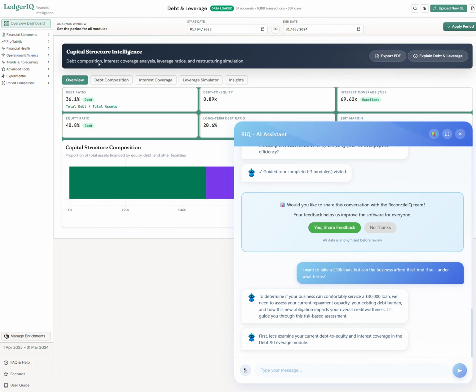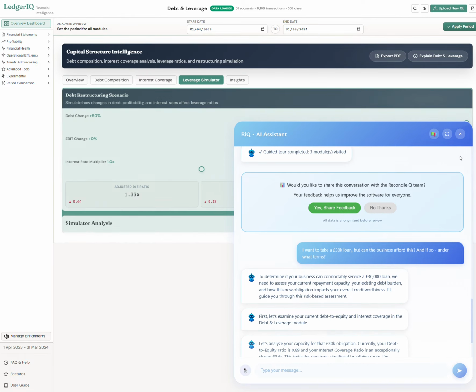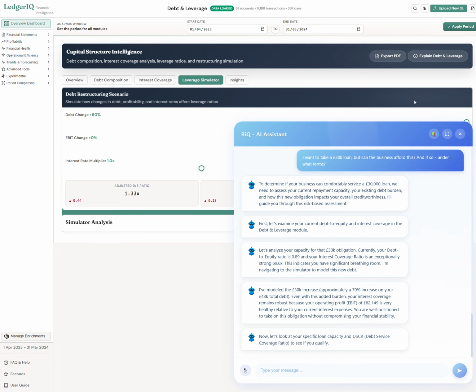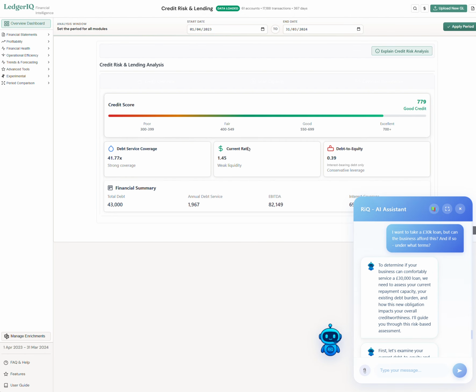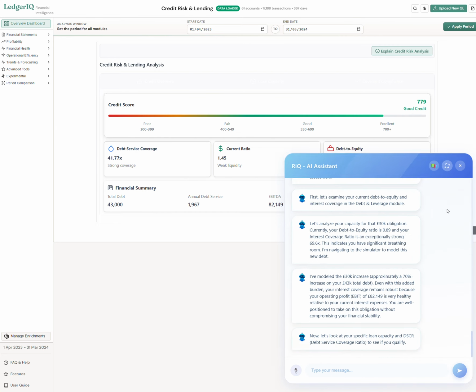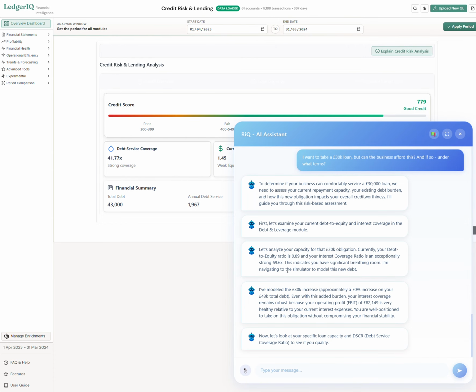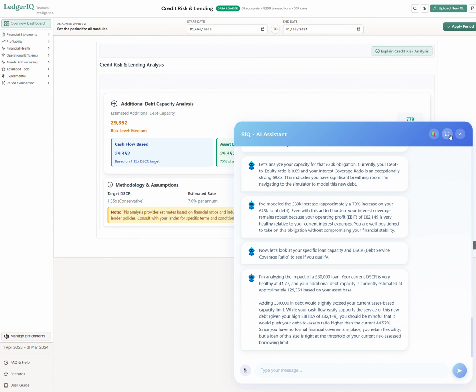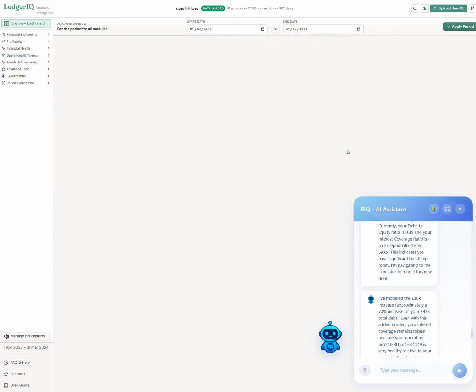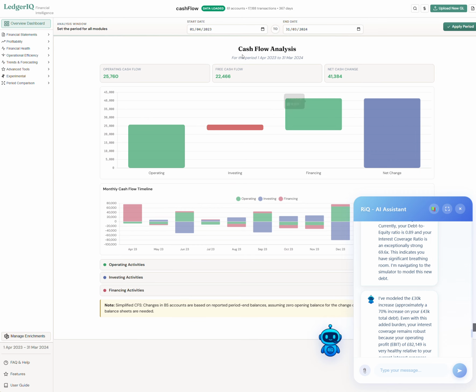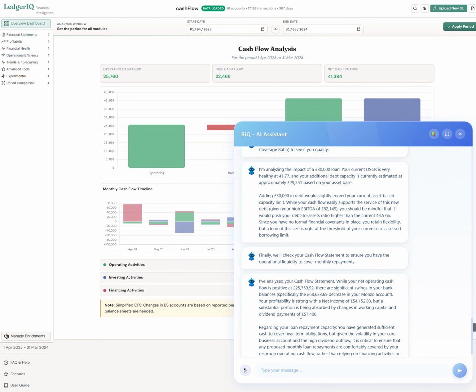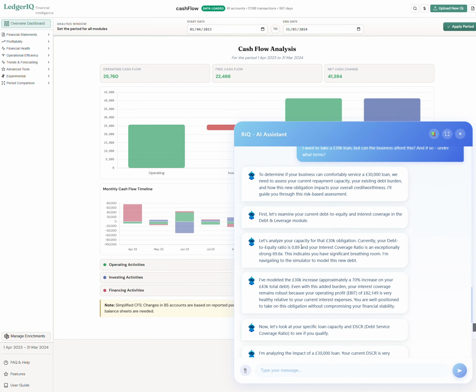Okay, so we're going to the capital structure intelligence module. And you can see it's just simulated a scenario in the leverage simulator there. Now it's gone straight to credit risk and lending analysis, but what it does is it breaks down every single step and its findings. So let's see. Okay, so it's broken that down, and now we're on the cash flow analysis module as well. So like I said, it's quick, but it does break it down at every step.